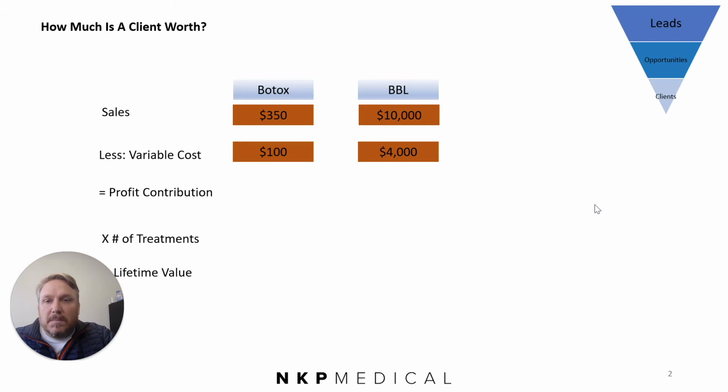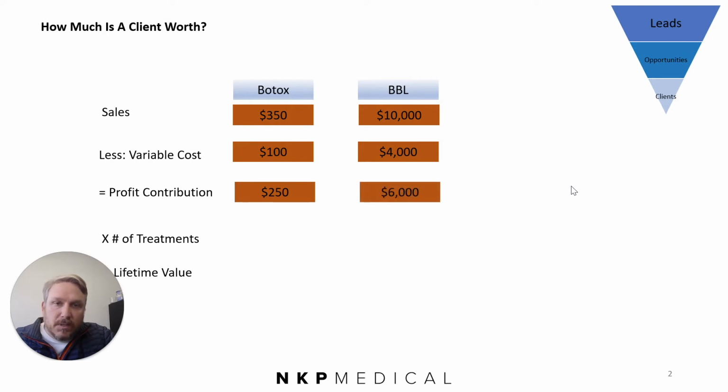So simply by subtracting your cost from your sales, you arrive at the profit contribution. So let's say in this scenario that Botox is generating $250 of profit for the practice, and the Brazilian butt lift is generating $6,000 for the practice. And while those show two extremes, something to consider in this math is how often the client comes back for recurring procedures, including the one, like in this case, Botox.